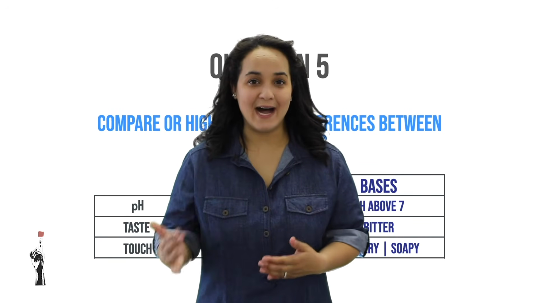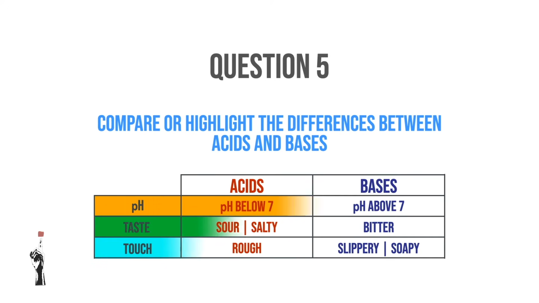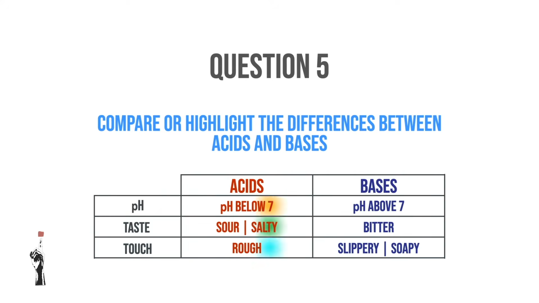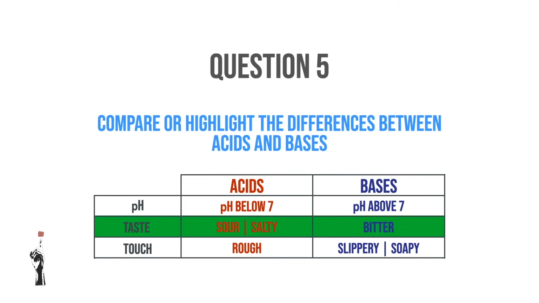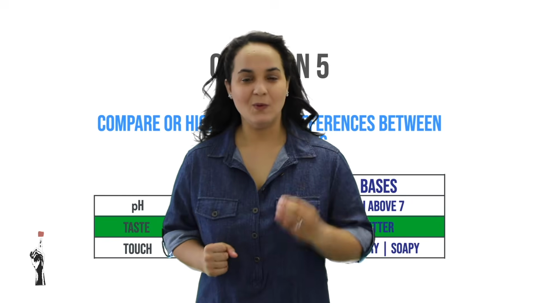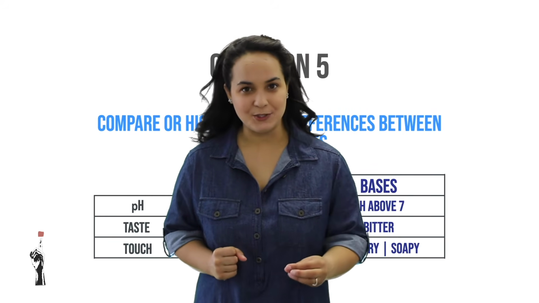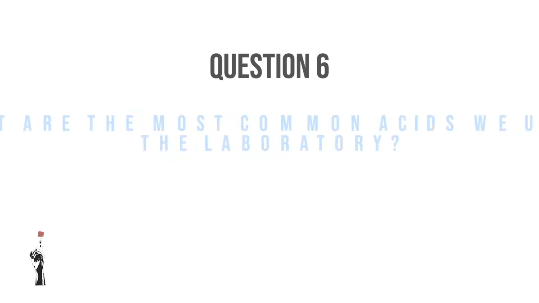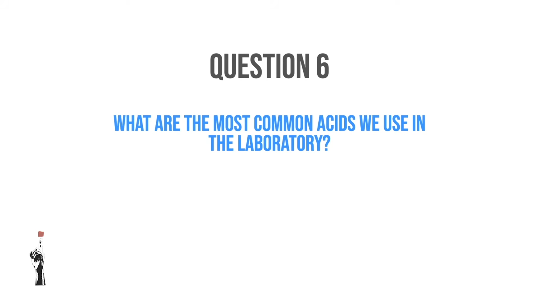When we are asked to compare or highlight the differences between two things, we must discuss a factor for each of the substances at a time. So in this question, we started by comparing the pH of both an acid and a base. One does not compare the pH of an acid to the touch of a base. We must consider one single factor and only discuss that single factor. So I will always compare the taste of an acid to the taste of a base. Also, always look at the mark allocation for your question, as this gives us a hint as to how many factors we are asked to compare. What are the most common acids that we use in the laboratory?